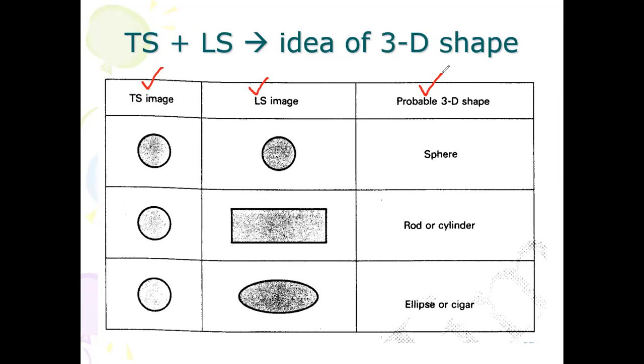So in order to figure out what is the actual 3D shape of this particular structure that you see in microscope, you must look at the TS and LS image to predict what the 3D shape is. Right, so TS is like this, LS is like this, 3D shape must be spherical. Right, TS is like this, round, and LS is like this, rectangular. So therefore, probable 3D shape must be a cylinder. Right, so from TS is this, LS is this, so this is a cigar. Right, this is a cigar shape.